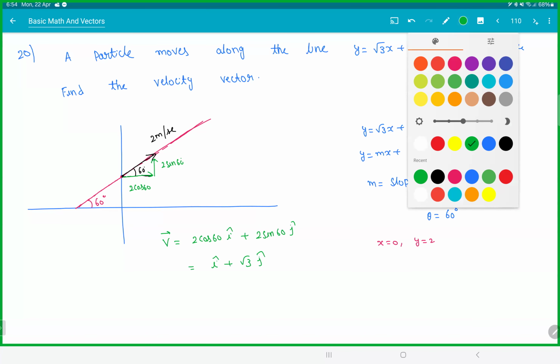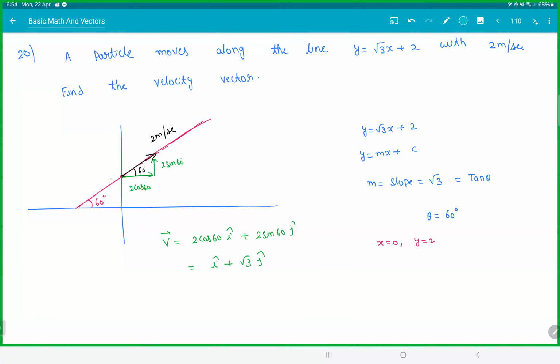This is one answer because there's another possibility. Did I tell you which way it is going? I didn't tell you. So there is also a possibility that you're going this way. So the answer can also be V bar is minus i cap minus root 3 j cap. Both are right. Clear with that? Because the question was you're going along the line. Did I say whether you are going this way or going downward? I didn't tell you, right? So both are right, and both the vectors are anti-parallel. So I just put a minus sign and the answer works out. So the particle can go on either side of the line.